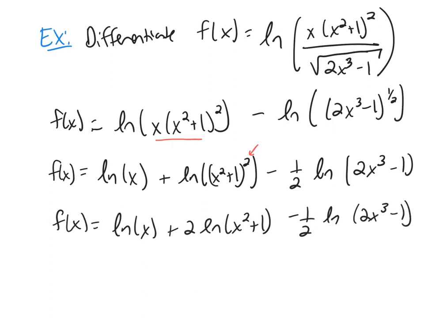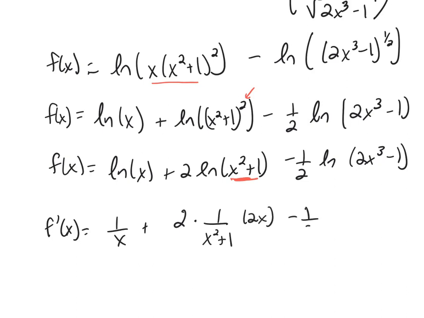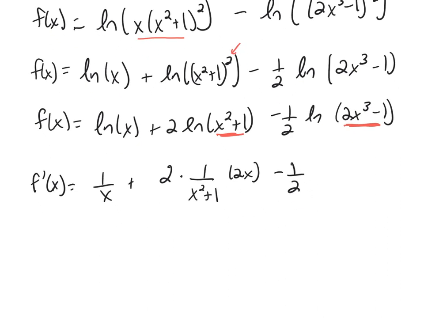And now we can take the derivative of this function. 1 over x plus 2, and then it would be 1 over x squared plus 1 times the derivative of the inside. The derivative of the inside would be 2x. Then here's my inside again, do the chain rule again. 1 over 2x cubed minus 1 times the derivative of the inside, which will be 6x squared.